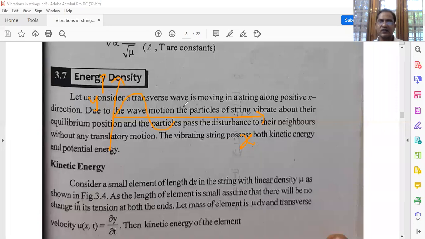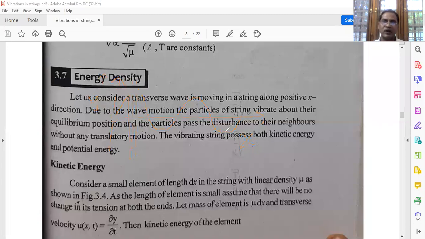This is the transverse wave, which is propagating along the positive x-axis. Here the particle is vibrating like this. This is the mean position. About the mean position, there is to and fro motion, on both sides of the mean position along the y-axis. The particles vibrate, and the disturbance propagates along the positive x-axis. Just keep this figure in your mind.